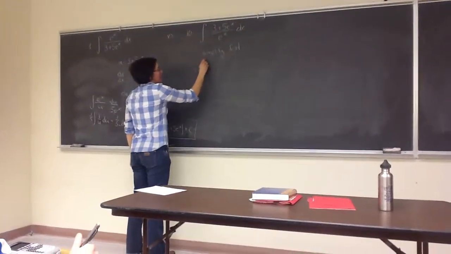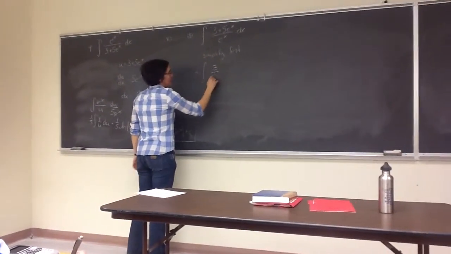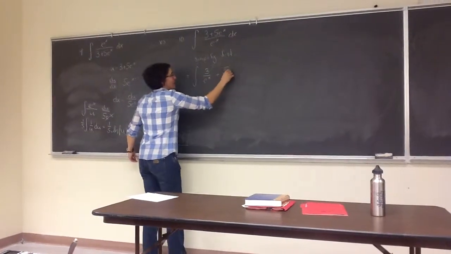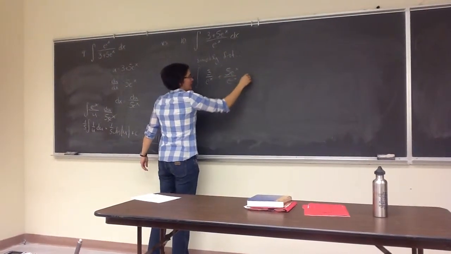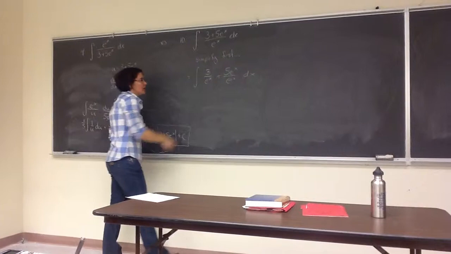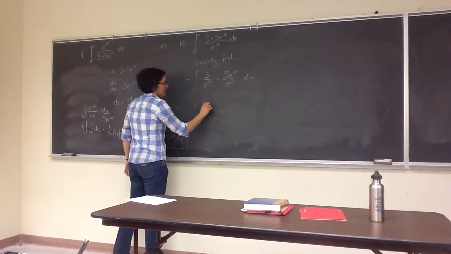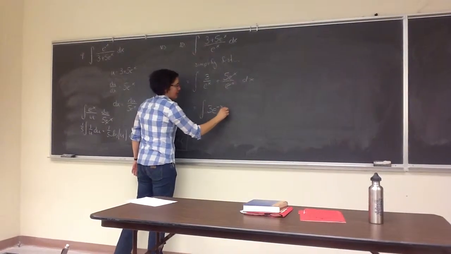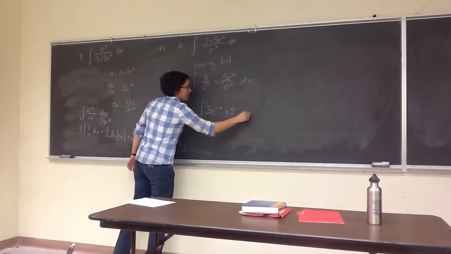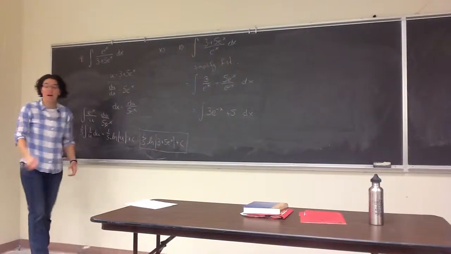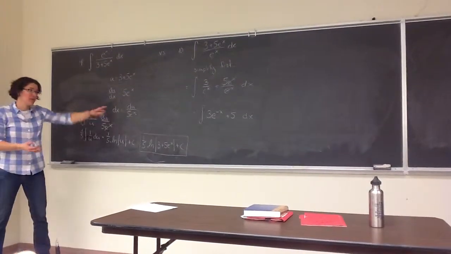If I do that, I end up with the integral of 3 over e to the x plus 5e to the x over e to the x dx. And some things cancel, the e to the x's. And so I can write my integral as the integral of 3e to the negative x plus 5. And now I've got a new integral that's been simplified. Are there any questions about simplifying that?